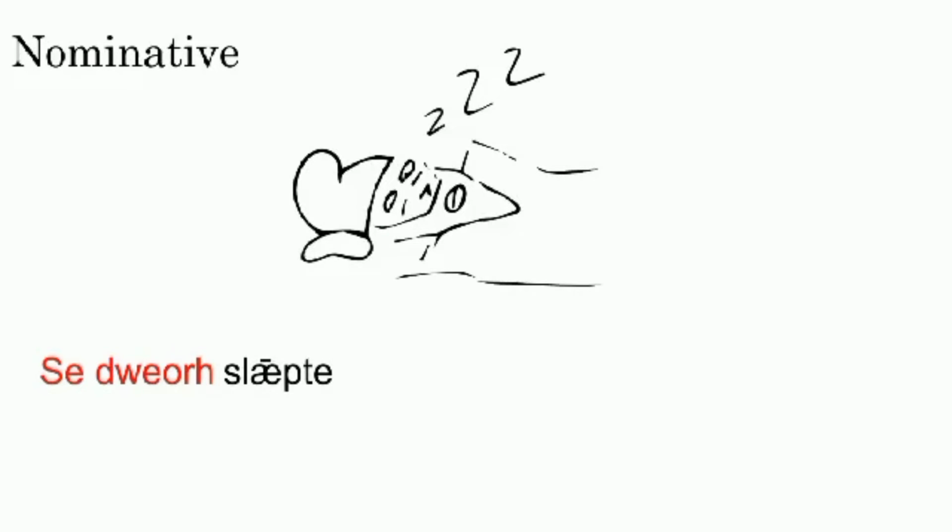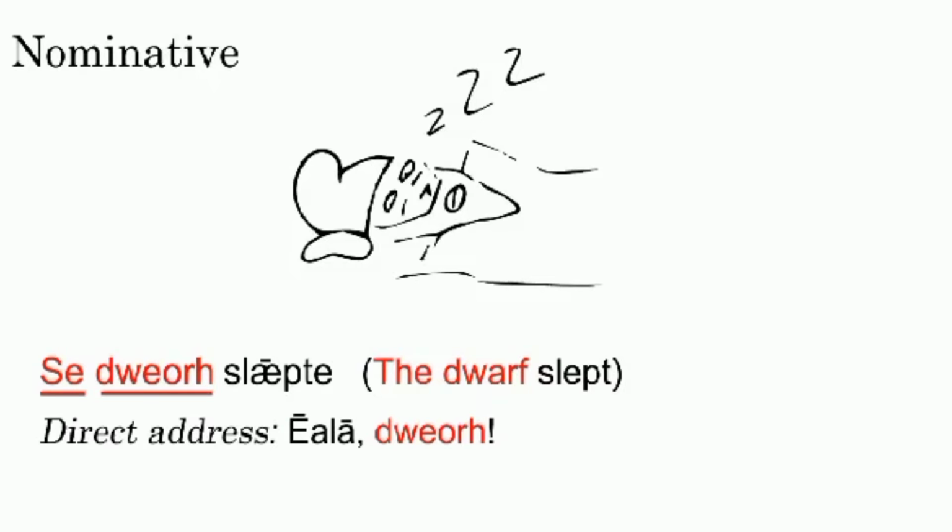In the phrase "se dwerg slepte," the dwarf slept, the nominative pronoun "se" and the noun "dwerg" are both in the nominative case. In addition, the nominative is used for direct address, as in "Eala, dwerg," which you might say if you encountered a dwarf in early medieval England.